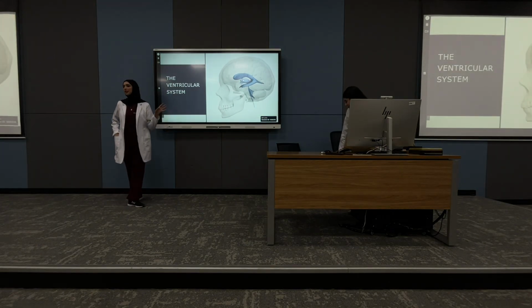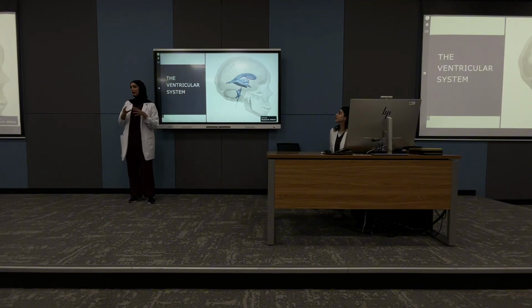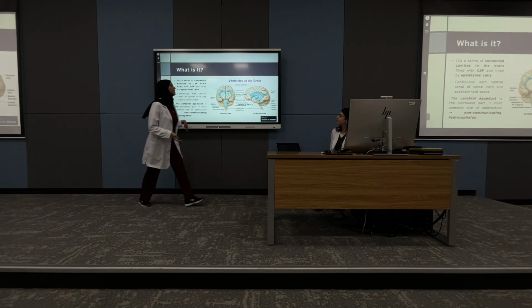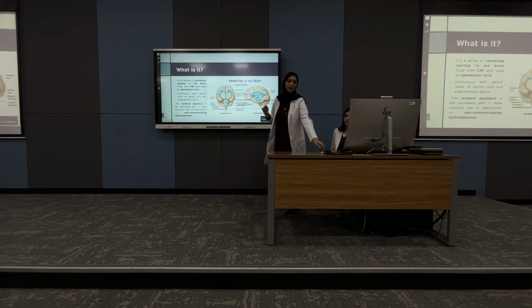Alright, so the ventricular system is basically connected cavities in the brain. It contains cerebrospinal fluid. This is how it looks. It's made up of two lateral ventricles, a third ventricle and a fourth ventricle. We have a lateral ventricle in each hemisphere.